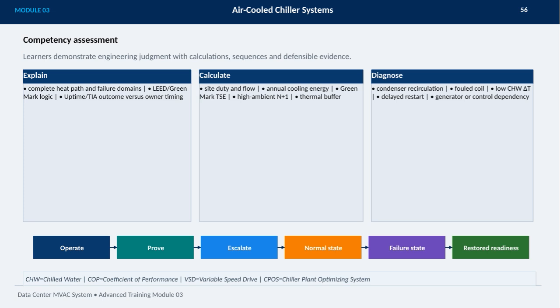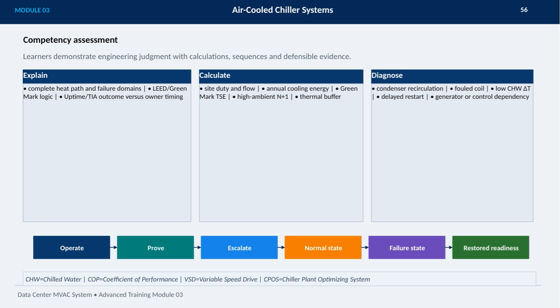In addition, learners must calculate critical parameters like site duty and flow, annual cooling energy, and the impact of high ambient conditions on N+1 redundancy, along with the thermal buffer. Diagnosing issues is another vital skill, focusing on problems such as condenser recirculation, fouled coils, low chilled water delta T, delayed restarts, and dependencies on generators or controls. The assessment also involves operating the system correctly, proving performance metrics, and escalating issues as necessary.